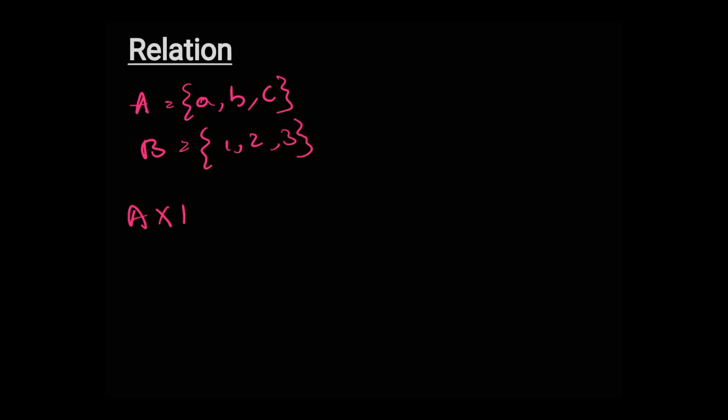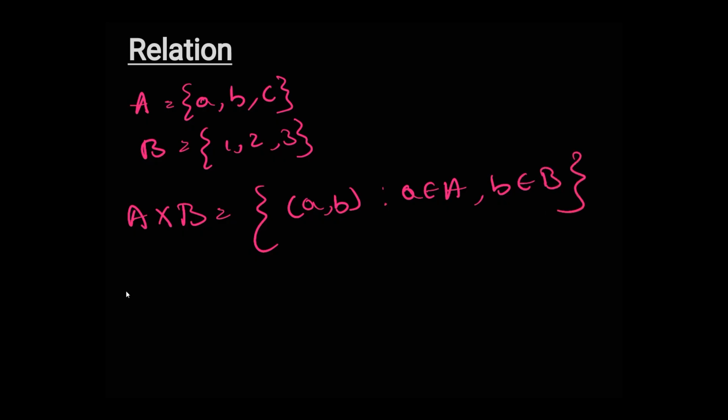Before we go into relations, let us talk about another operation called multiplication of sets. For example, let us take two sets A and B. A equals {a, b, c} and B will be {1, 2, 3}. Then we define A cross B as the set containing (a, b) such that a belongs to A, b belongs to B. For example, let us compute A cross B for these two.